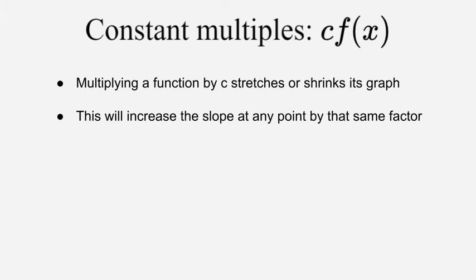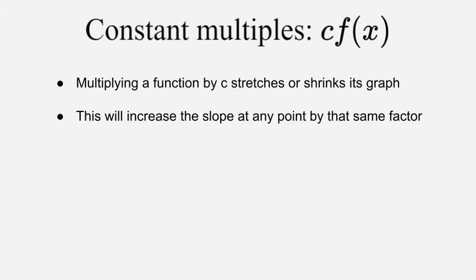So let's start with constant multiples, which is whenever you take a function and multiply it by some fixed constant number. And when you do that, what happens to the graph is it either stretches or shrinks by a factor of whatever that constant is. And this will either increase or decrease the slope at any point by that same factor.